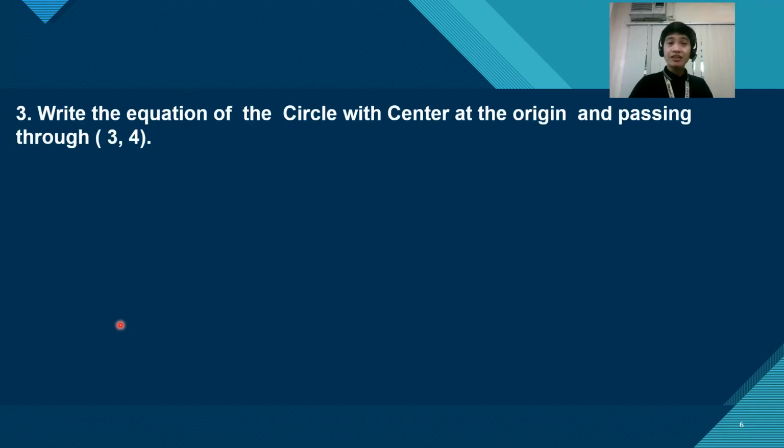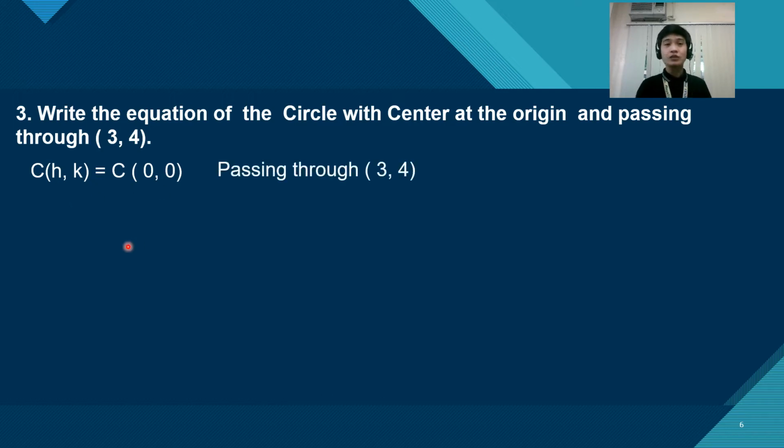Example number 3, write the equation of the circle with center at the origin and passing through 3, 4. So kagaya ni ginawa natin sa ating first and second example, ilista ang given. So ang center natin ay 0, 0. Ang center ay represented ng h, k. Dahil sa origin siya, 0, 0. Passing through 3, 4. Kung i-compare natin ang example number 3 sa nauna nating dalawang halimbawa, walang binigay na value for the radius. Correct? Ang meron lang tayo, center at yung point na dinaanan ng circle.